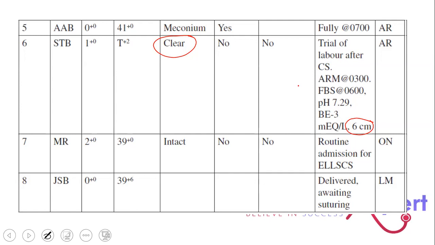Then room number 8, where the patient is postnatal, has delivered and is waiting for suturing. So I will send my midwife to see this patient to check her observations and how the uterus is contracted, any per vaginal bleeding, any tear, and then if she is sure, they will suture this episiotomy. And make sure that active management of the third stage of labor is done and the placenta is delivered completely.